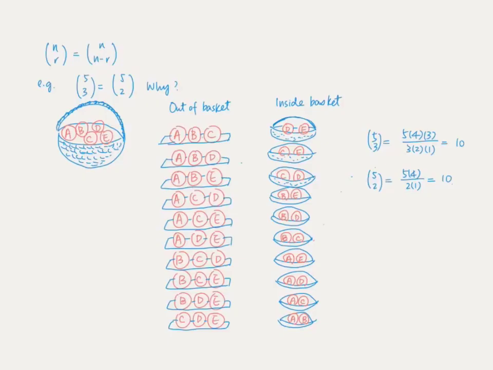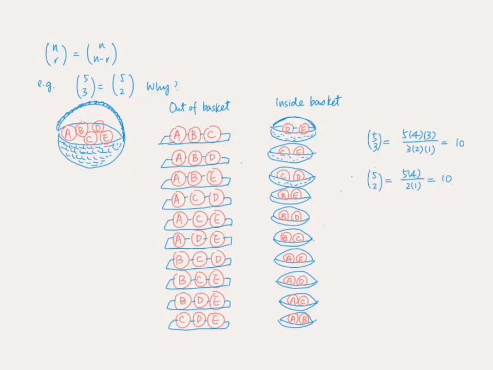Let us give an illustration to it. Let's see why 5 choose 3 has the same value as 5 choose 2. We can imagine that there is a basket containing 5 items A, B, C, D, and E. When we pick 3 items from the basket and it does not matter the order of picking them, there are a total of 10 possible ways. It's given by the binomial coefficient 5 choose 3, which is 5 times 4 times 3 over the product of 3 times 2 times 1.